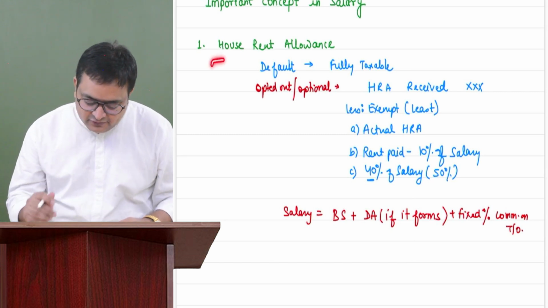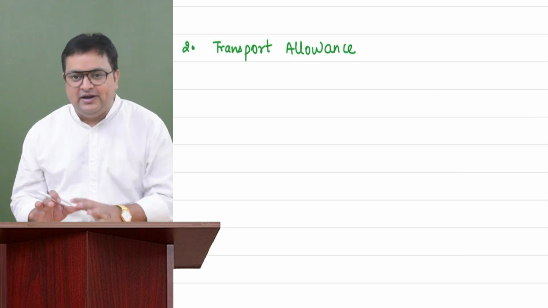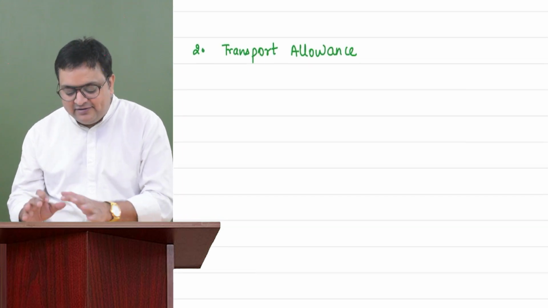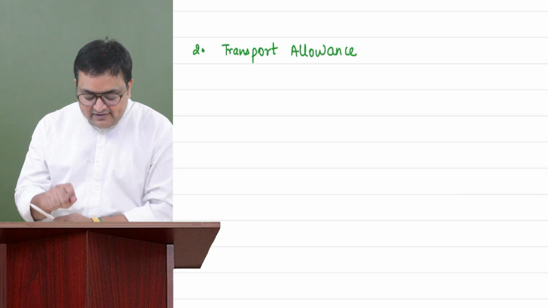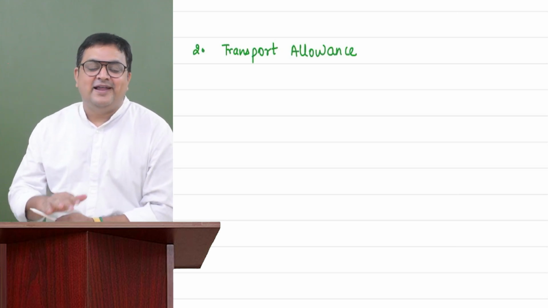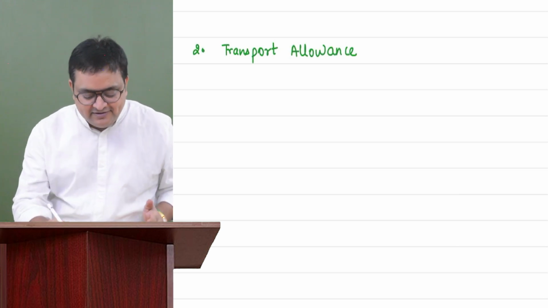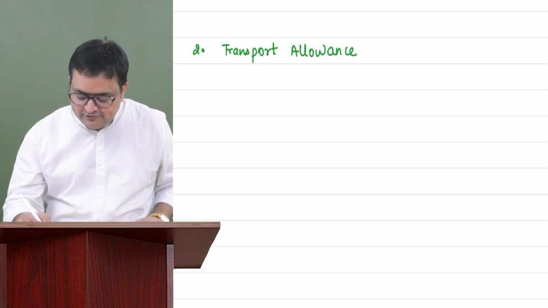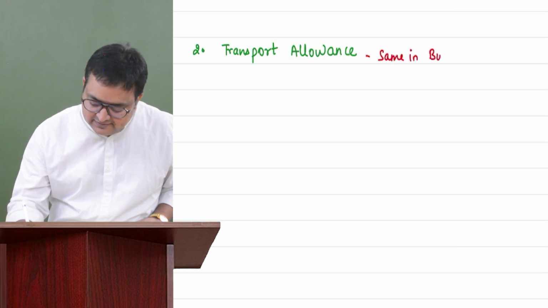Okay, so this is about HRA. Second concept is transport allowance. Again, one of the favorites of the examiner, transport allowance. The treatment of this transport allowance is the same under both regimes. It is the same under the optional regime. It is the same in the default regime also. This is the same in both regimes.